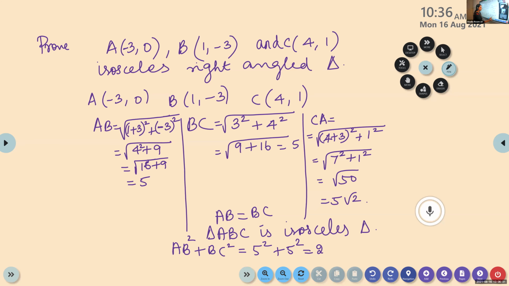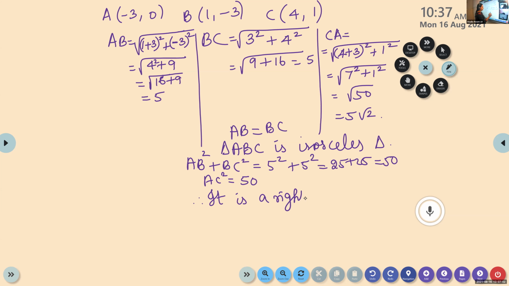Find the square of the other side. What is AC square? Meghna, what is AC square? Is it 50? Yes. Therefore, it is a right angled triangle.